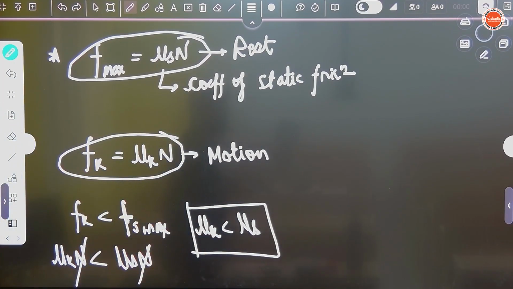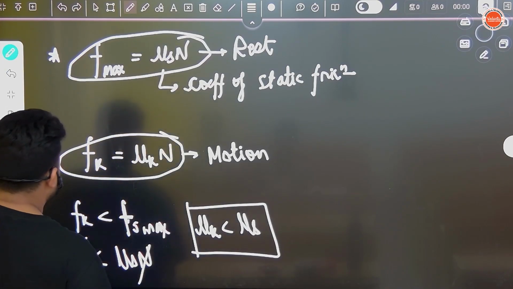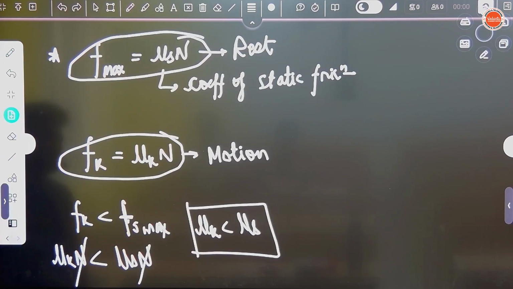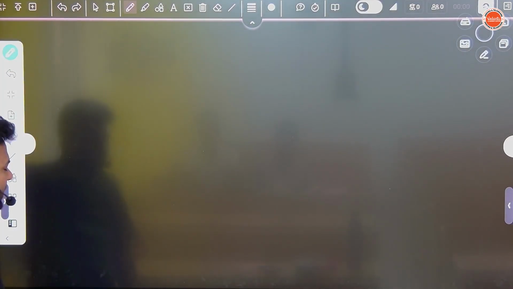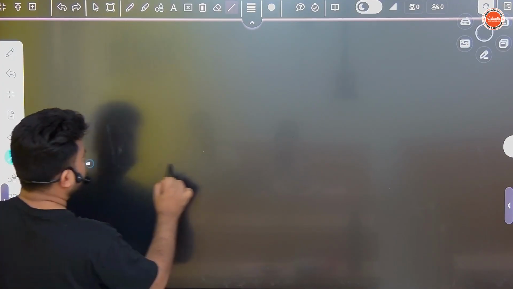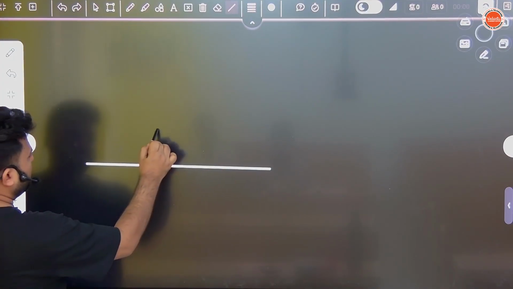5 minutes more I will take, because this friction is important. Now see, 2-3 points you should understand. One is like, see, there is an object.